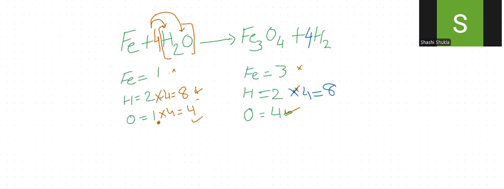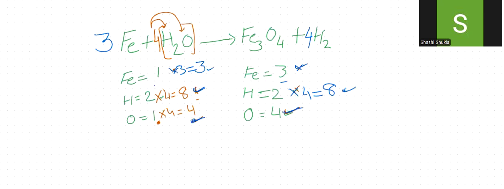Now let's take a look. Iron still not balanced. Hydrogen, yes. Oxygen, yes. Now for iron, this is 3 and this is 1. So what do I need to do? Multiply this by 3. I put a 3 in front of iron. So now this makes it 3. Now let's take a look. 3 and 3 balanced. 8 and 8 balanced. 4 and 4 balanced. Good.